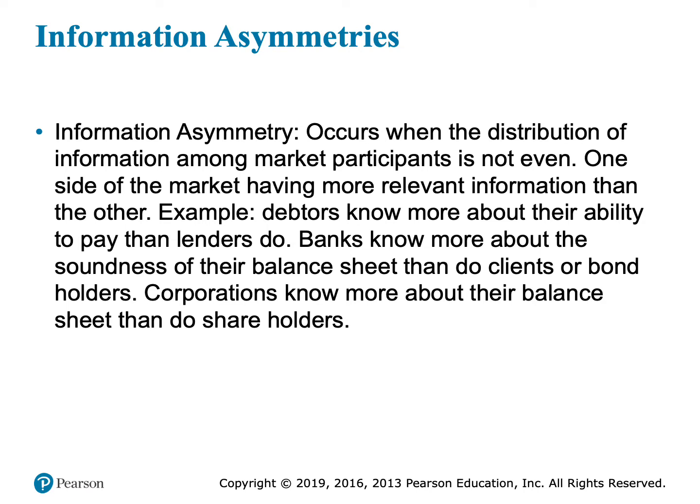Information asymmetries will play an important role in our analysis of financial crises. Information asymmetry occurs when the distribution of information among market participants is not even. So in this case, one side of the market will have more relevant information than the other. An example might be that debtors, of course, know more about their ability to pay back the money than do the lenders. Banks know more about the soundness of their balance sheet than do their depositors or their clients or their bondholders. And corporations know more about their balance sheets than the shareholders do, right? So we have an asymmetry of information there.